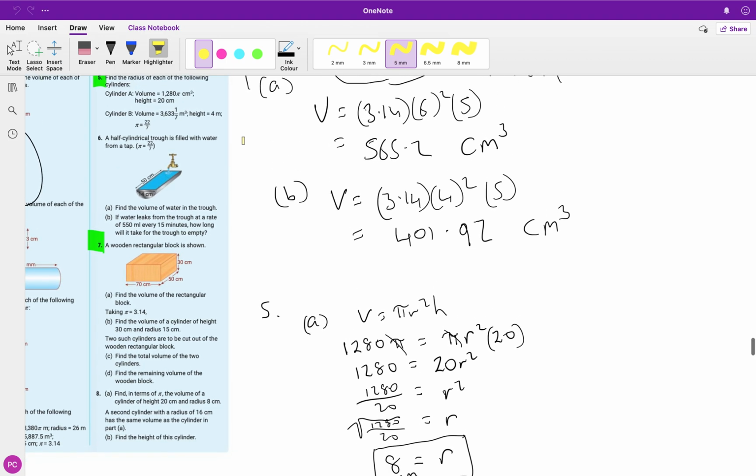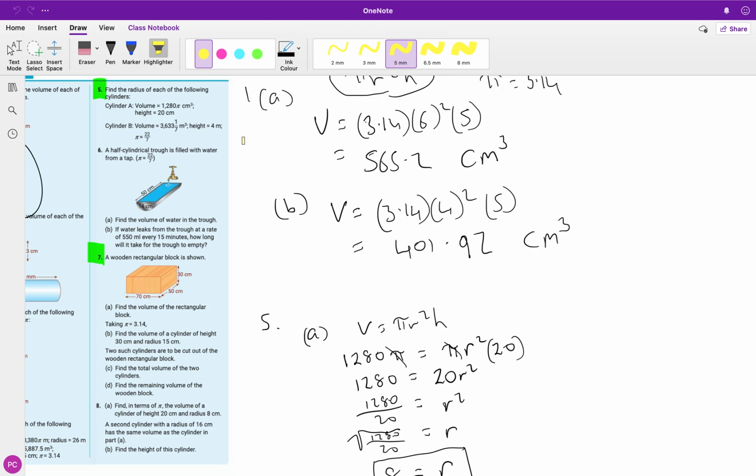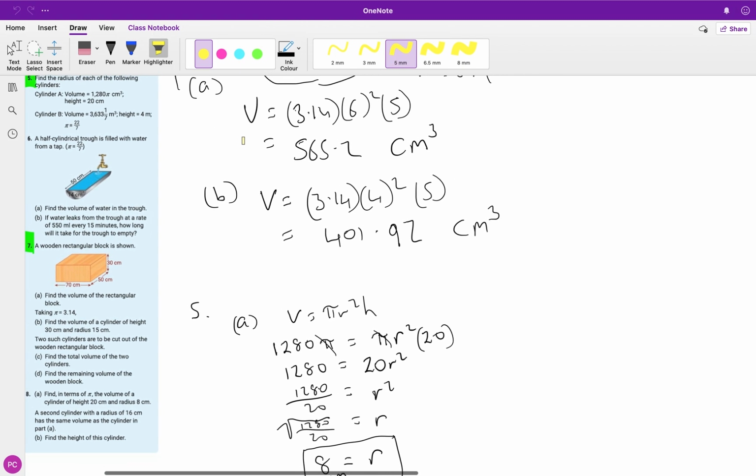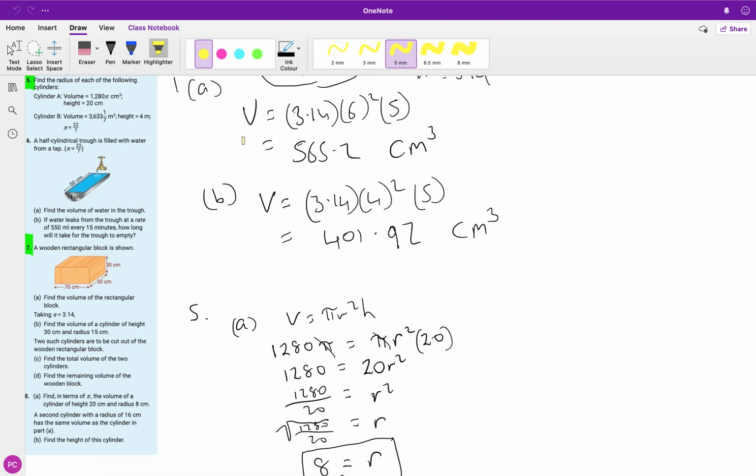I'm just checking the answer there, is 8. For cylinder B, I'll try and squeeze it in here beside A if I can. So for cylinder B, we have the volume is 3633 and a 1/7 meter cubed. So there's our volume is done for us for B.